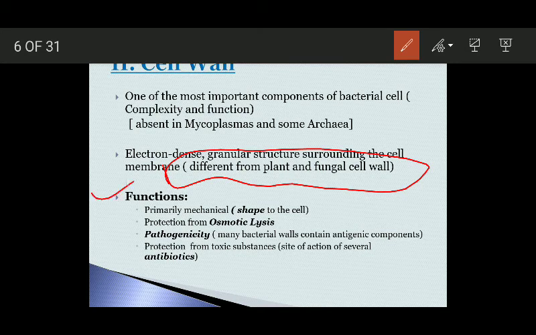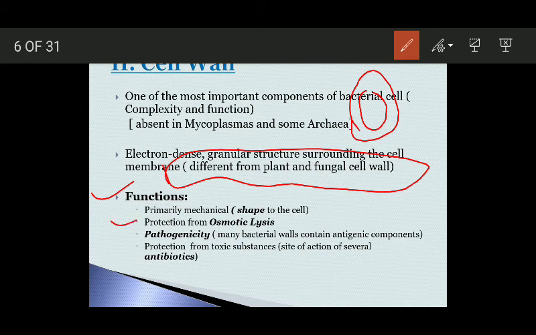Now, the function of the cell wall. It has many functions, and the first one is that it primarily functions as a mechanical agent. It gives shape to the cell. Say for example this is a bacterial cell. Without the cell wall it will not have any specific shape. The cell wall gives it a permanent shape. That means it gives mechanical structure to the bacterial cell.